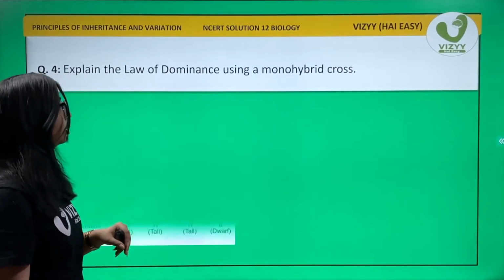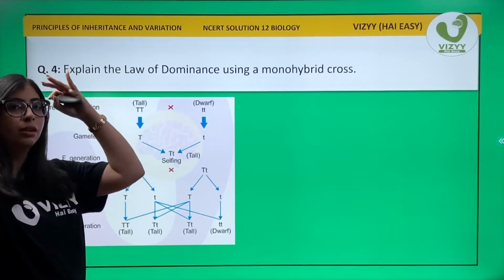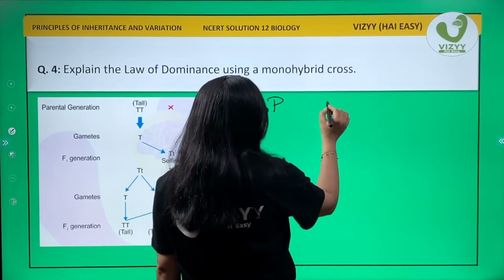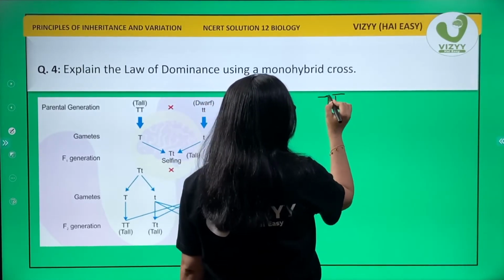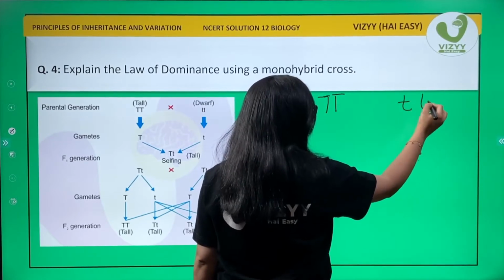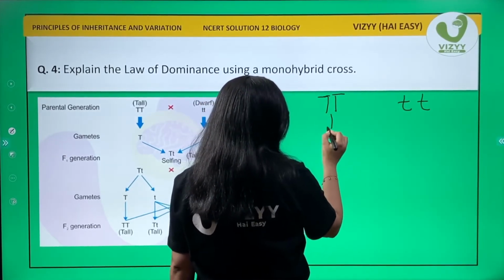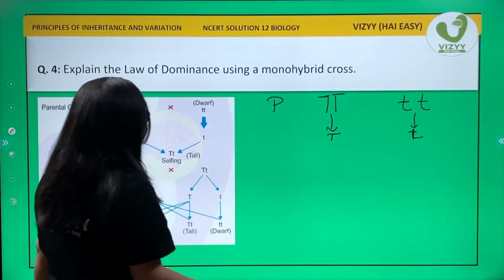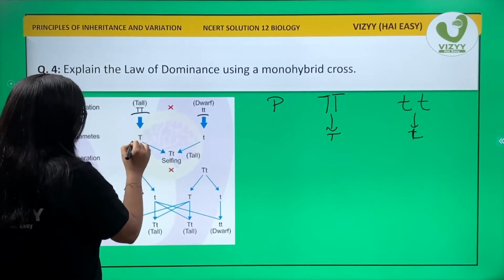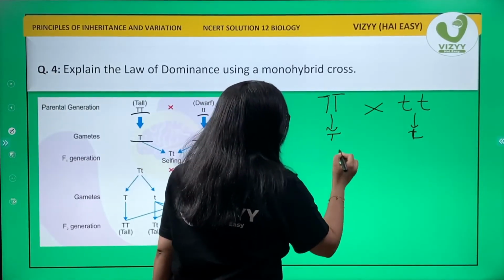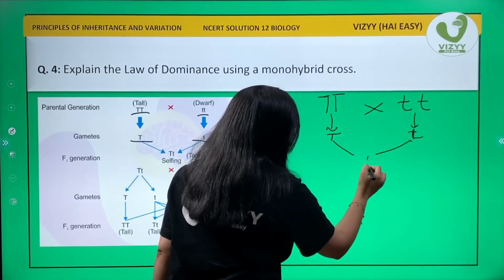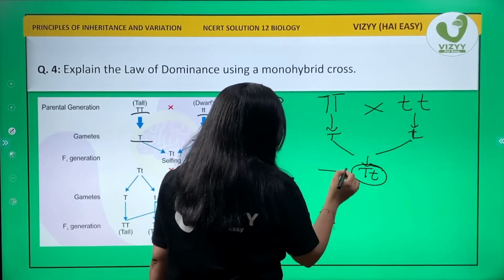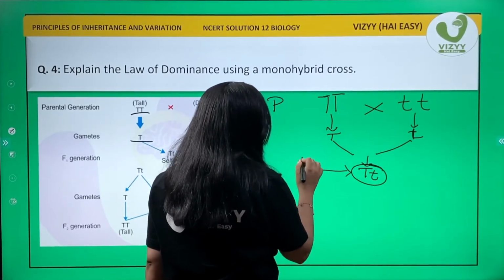Okay students, now let's look at the cross. The parent generation is homozygous tall and homozygous dwarf. The gametes here are T and small t. When this is cross-pollinated, the F1 generation obtained is all tall, heterozygous tall.